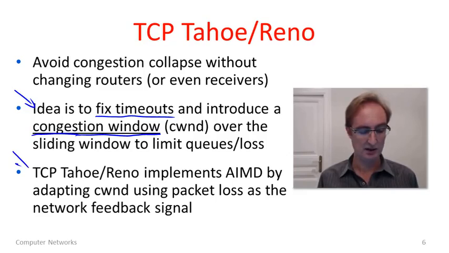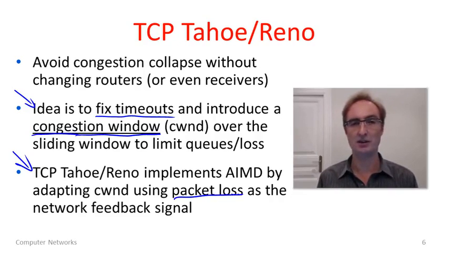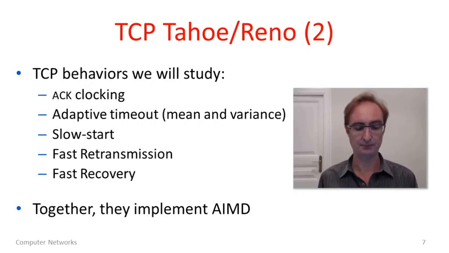TCP Tahoe and Reno use a set of mechanisms to adapt the congestion window to implement AIMD. And they do this using only packet loss as a signal from the network. This is very clever because, of course, the routers in the network already lost packets when they were overloaded. So that signal already existed, hence there was no need to update the routers in the network.